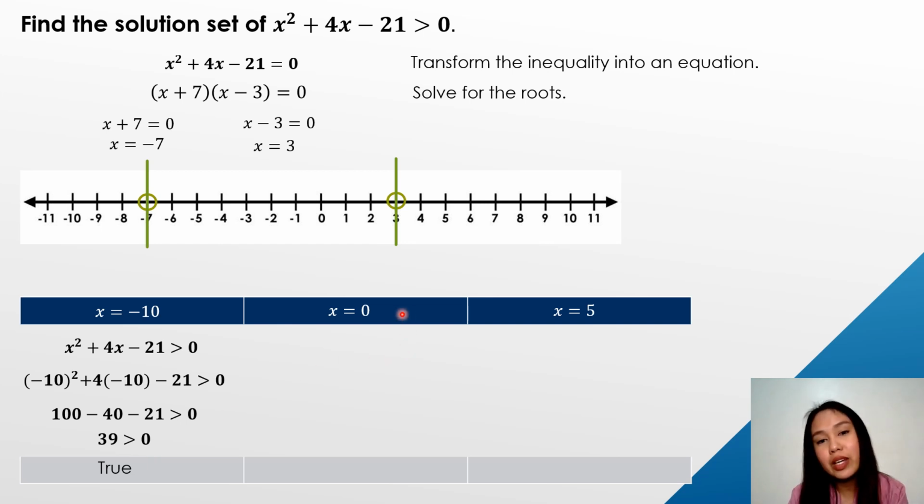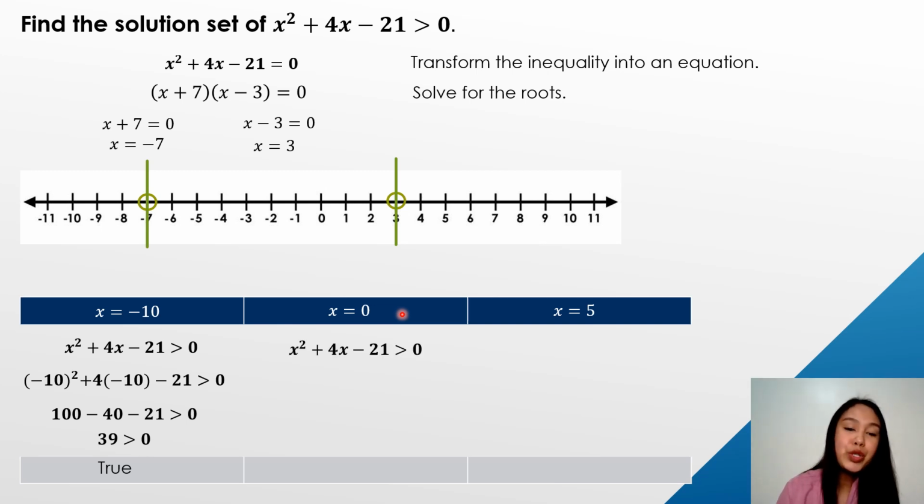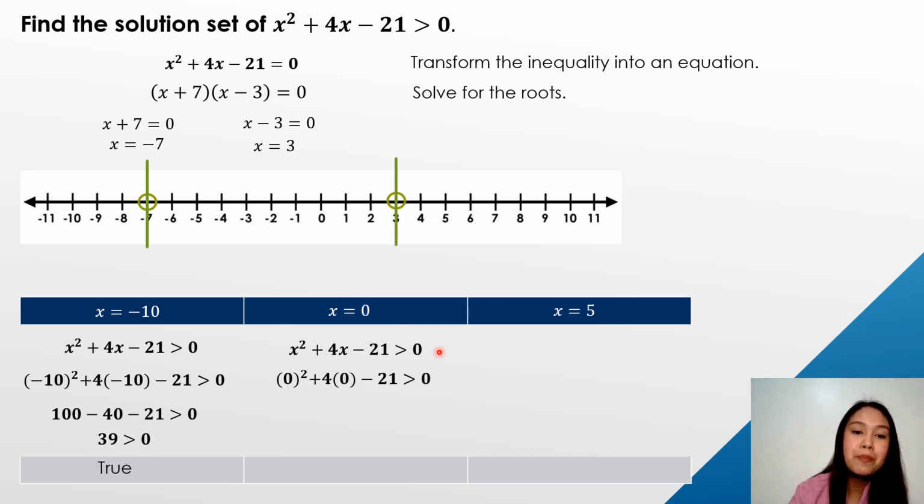Now, for the second, we're going to move on with the second test point, and that is 0 now. Of course, we are going to do the same, substitute the value of x in the inequality. So we'll have 0 squared plus 4 times 0 minus 21 greater than 0. Now, this is what I'm talking about. This is the easiest testing point because 0 squared is equal to 0 and 4 times 0 is equal to 0. So you'll be left with negative 21 greater than 0.